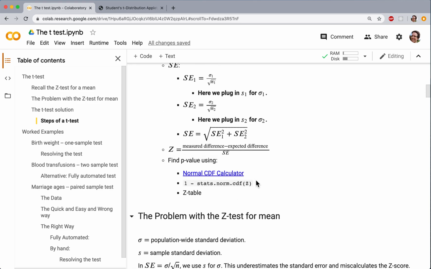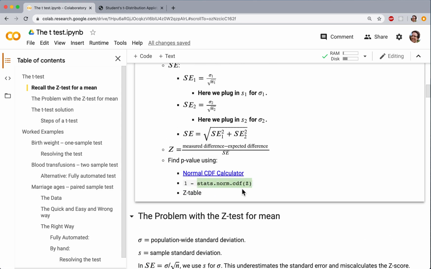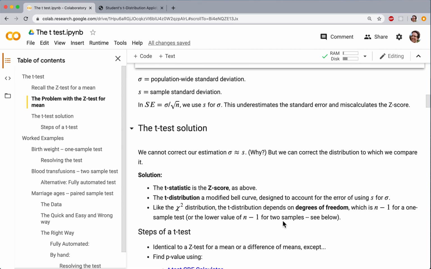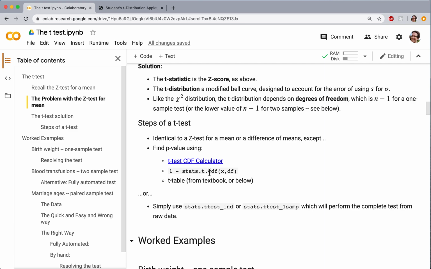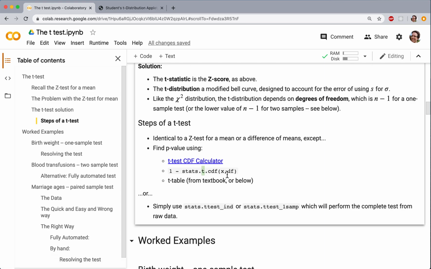Notice that this calculation, stats.norm.cdf, which calculates the p-value from the z-score, depends on only one input, which is the test statistic z. Notice that stats.t.cdf, the calculator of the p-value for the t distribution, depends on the test statistic, which is here called x, but also depends on the number of the degrees of freedom. And so we have two inputs to this function. But other than that, it's really simple.